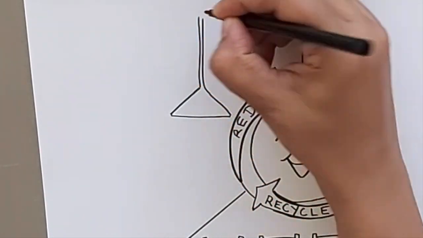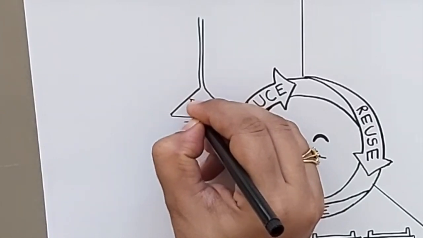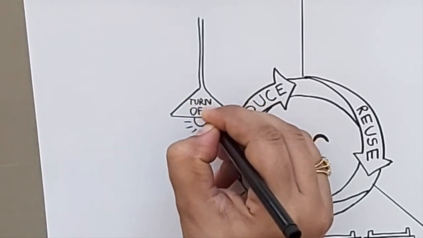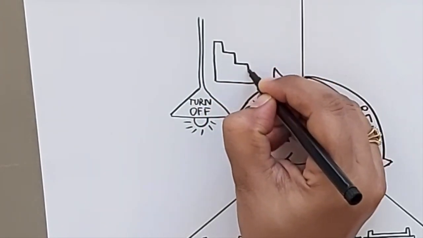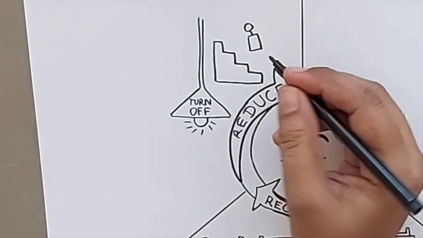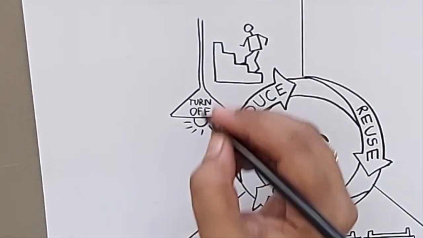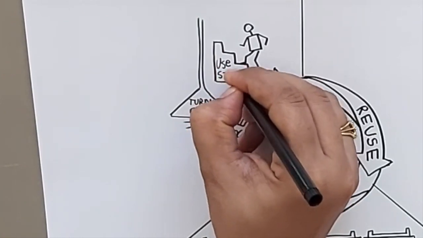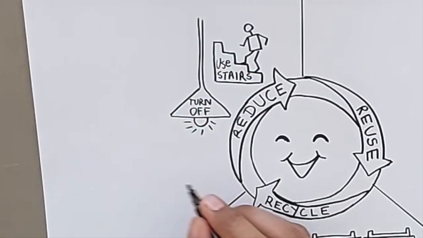Now we'll focus on the reduce section. What we can reduce to save the environment. The first one, we need to reduce our usage of electricity. So we have to turn off the power supply. Then we can save the same electricity by using stairs instead of the elevators. So this will also save power.